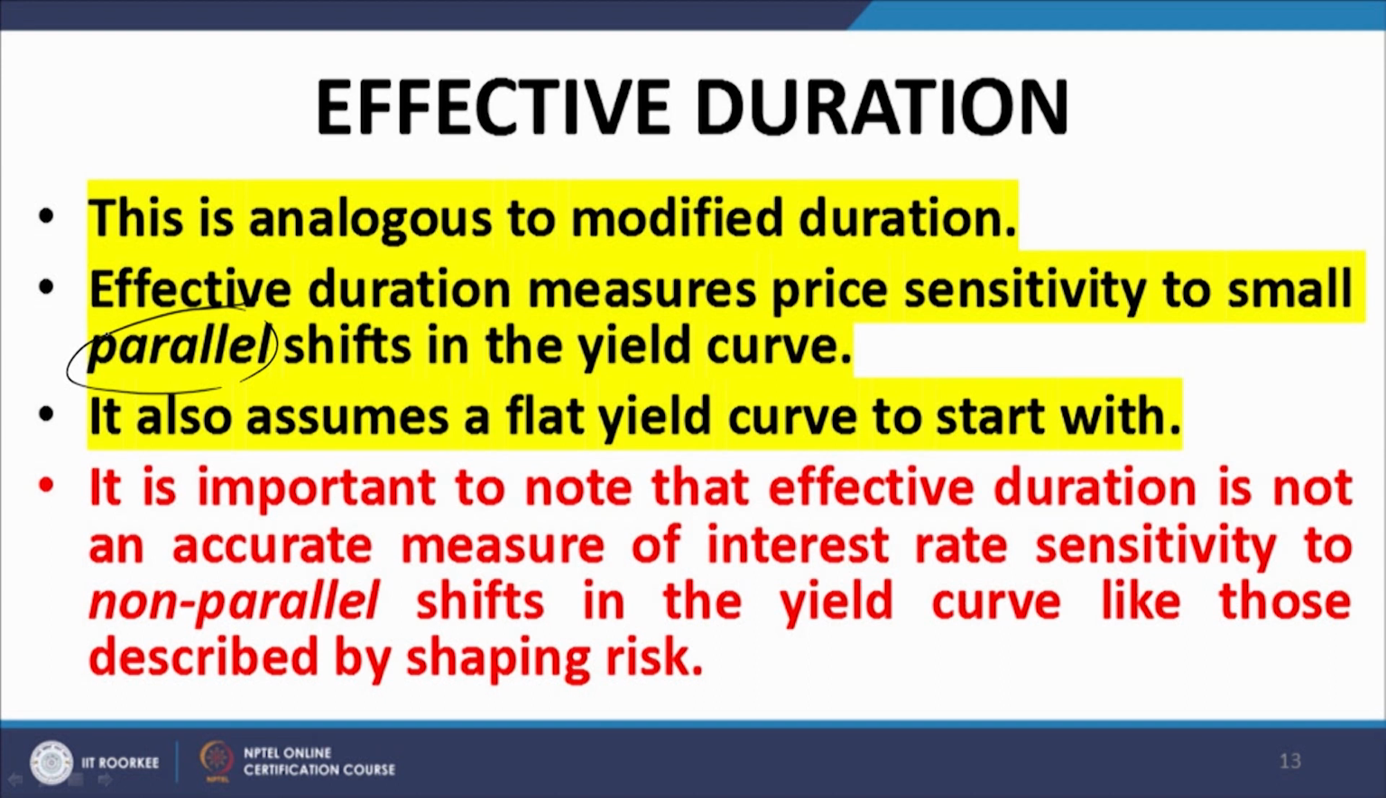So, effective duration measures the price sensitivity to small parallel shifts in the yield curve. It also assumes a flat yield curve to start with. These issues will become more clear as we progress along today's lecture, but for the moment, effective duration or modified duration, which are almost similar terms, capture the impact of level shifts in the yield curve on the price or the percentage price of the bond.